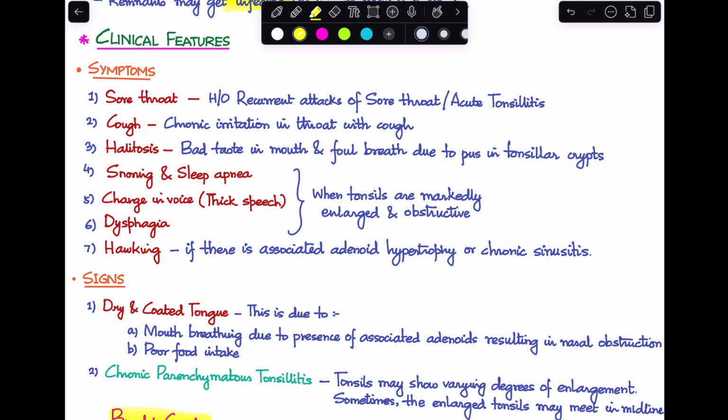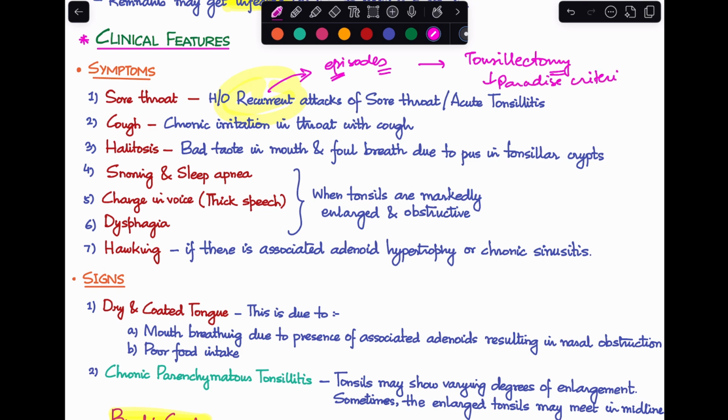And the recurrent history over here is very important because the number of recurrent episodes will decide whether the patient can be taken up for tonsillectomy, whether it is an indication for tonsillectomy or not. In relation to this, the thing that you need to know is something known as the Paradise criteria for tonsillectomy. I have a video separately made on this. You can check it out over there.